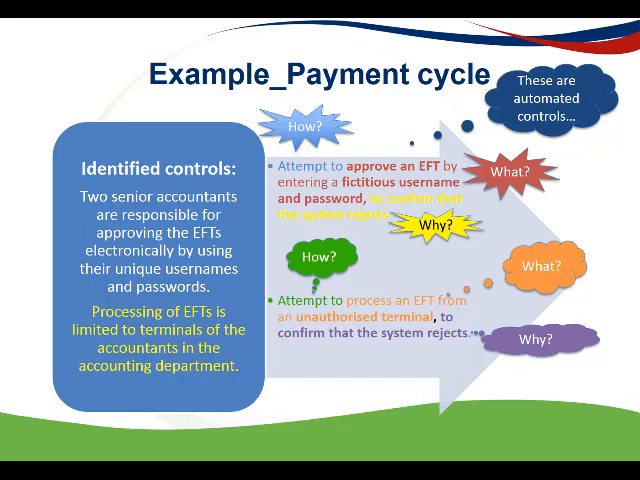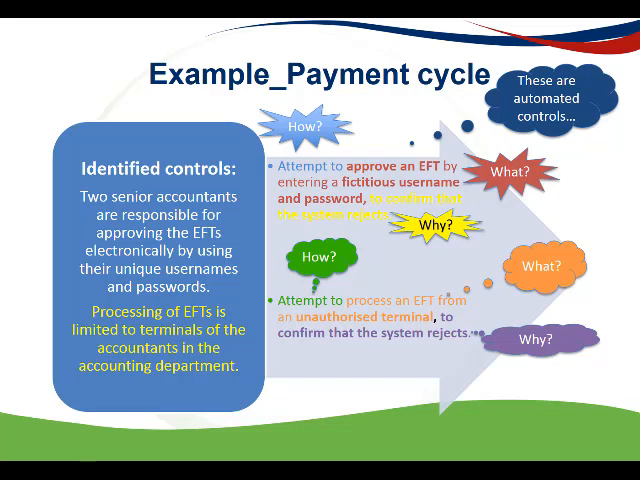How will we go and test whether the control is effective and efficient? Since this is an automated control, we will test by reperformance on the computer. So how will we do it? We will attempt to, what will we do? Approve an EFT by entering a fictitious username and password. Why? To confirm that the system rejects.